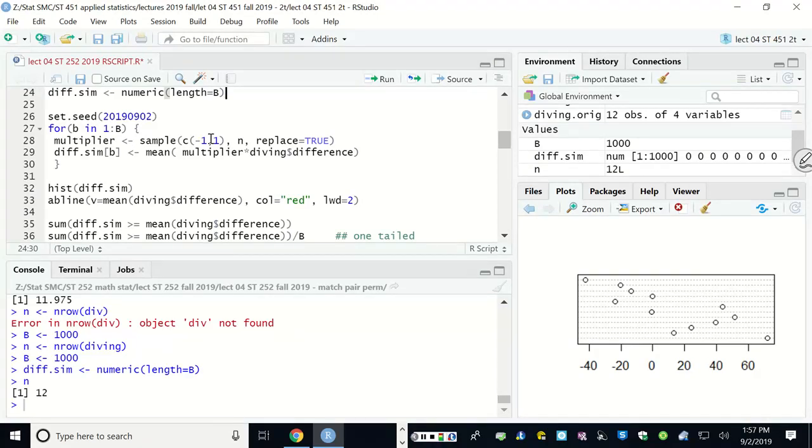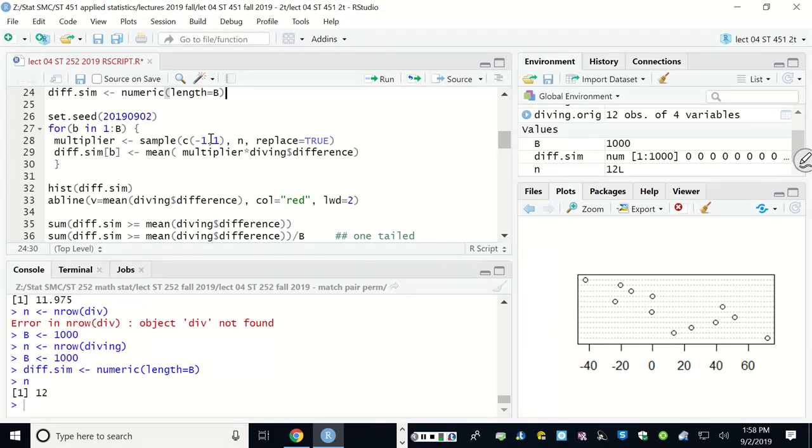Yes? What's the L next to 12? I don't know exactly what it means there. Is it a long? Its value is just 12. So it's telling you something up there. So numerical, sometimes it will say character or factor or things there, but it seems to just put an L after that. Is it an integer? I'm not 100% sure.